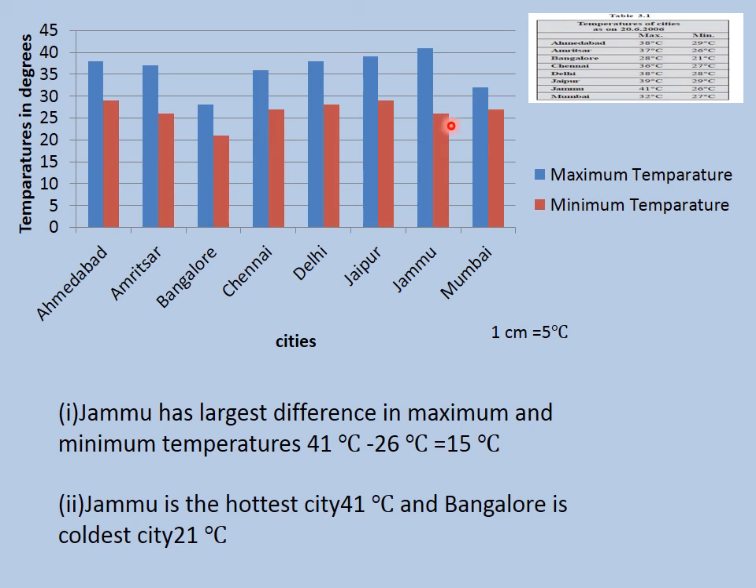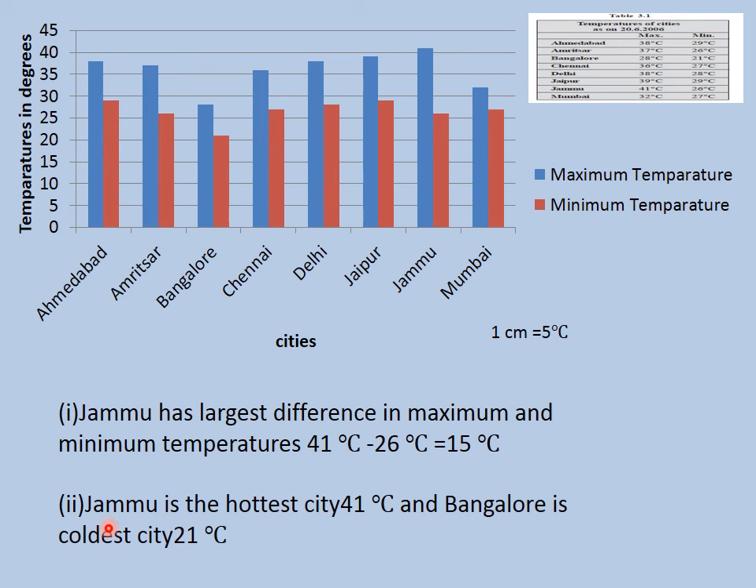Jammu is having the maximum difference. Maximum temperature is about 41 degrees and minimum temperature is about 26 degrees, and the difference is 15 degrees. Just looking at the diagram you can easily decide, because there is a large gap between blue and red, and this much gap is not there anywhere in the other cities.